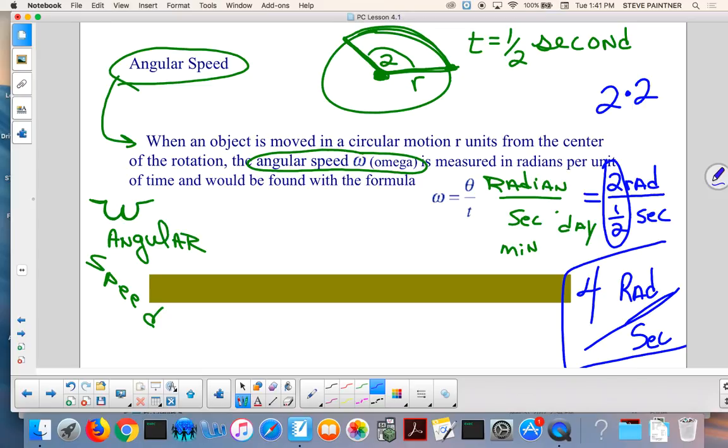That's pretty fast. What if I was only going 1 radian in a second? 1001. That's not moving very fast. 1001. 1001. That's moving fast. Okay. That's what speed is when we talk about angles.